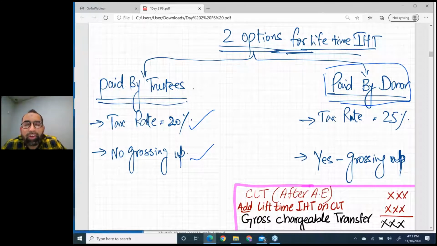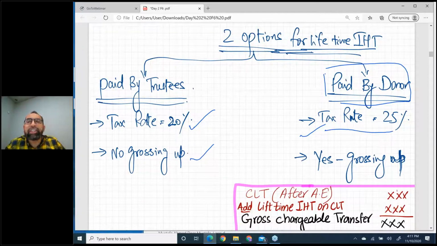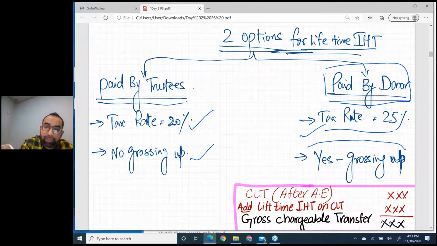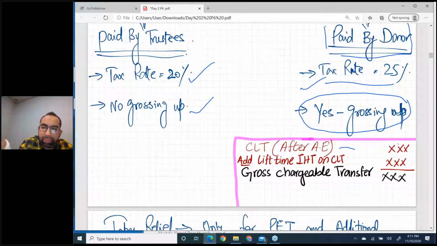The donor can also pay this first installment, what we call lifetime IHT. In that case, the tax rate for the lifetime IHT is 25%. Look here, the tax rate to be used for lifetime IHT is 25%. And you have to do one more thing, be very careful, that is grossing up. Sir, what is grossing up? First, you write the CLT, the amount of gift after annual exemption.